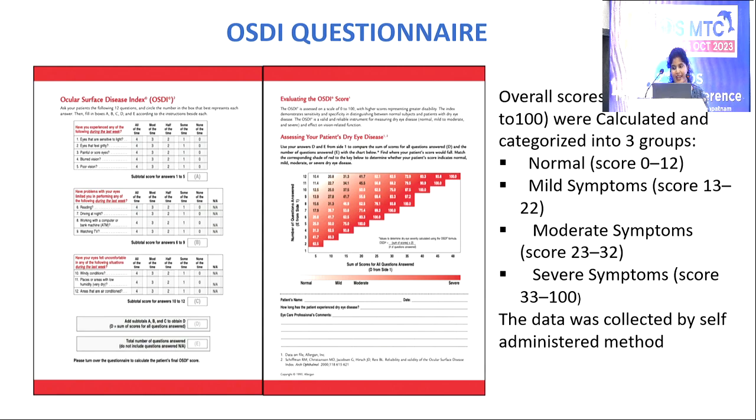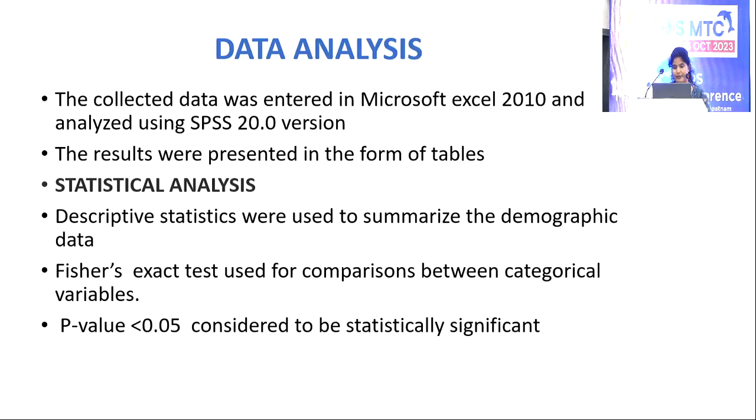OSDI questionnaire overall scores were calculated and categorized into groups: normal score 0 to 12, mild symptoms 13 to 22, moderate symptoms 23 to 32, severe symptoms 33 to 100. The data was collected by self-administered method. Data analysis: the collected data was entered in Microsoft Excel 2010 and analyzed using SPSS version 20.0. The results were presented in the form of tables.